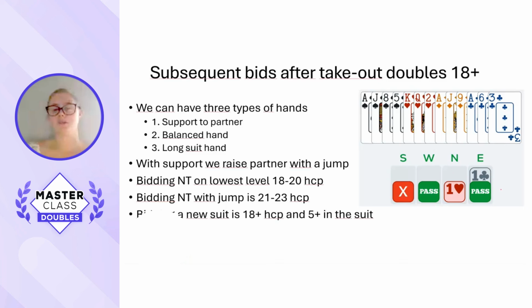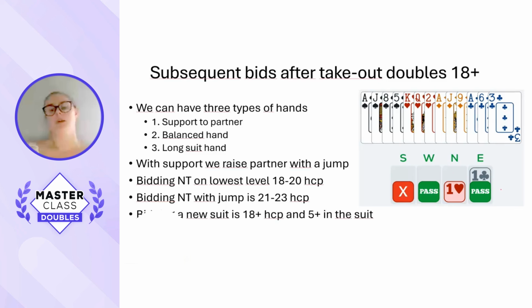And if we bid a new suit, that shows at least 18 high card points because we have the strong hand and at least 5 cards in the suit. So remember that if partner bids something and we only had a 2 card semi-support in that suit, we cannot try and escape and save partner because that will show a strong hand. So be careful and just pass if we have the weak hand.